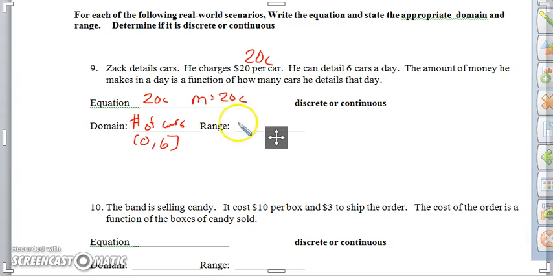Now our range, and I apologize for this little arrow here, but our range, okay, if he didn't do a single car, he would make $0, right? Well, our range will be the money he makes. And if he didn't do a single car, he would make $0. And the most he could make, if he did 6, 20 times 6 would be 120.